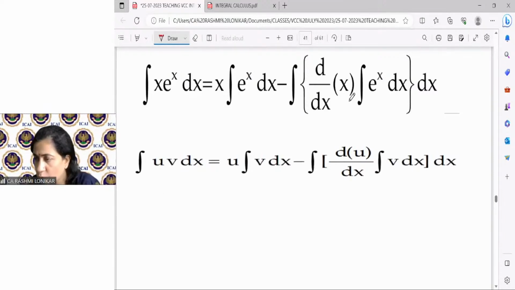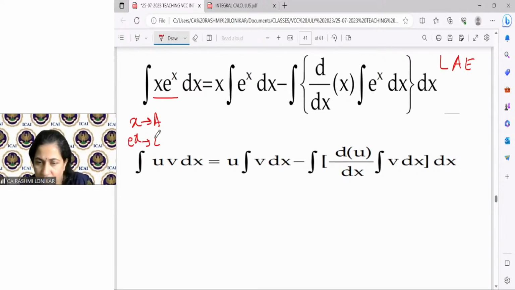So what is my rule? LAE. Now here, x e raised to x. What is x? x is an algebraic function. What is e raised to x? It is an exponential function. So x is written first. That is your first function. e is written second. It is your second function.